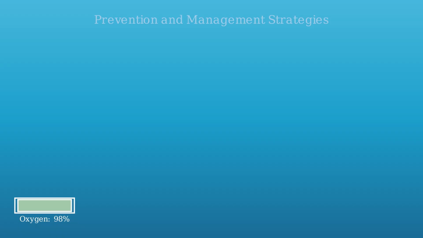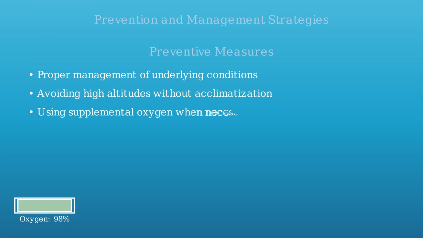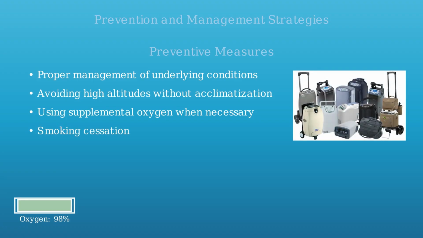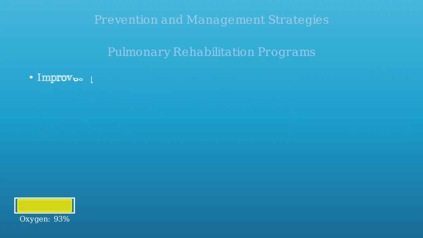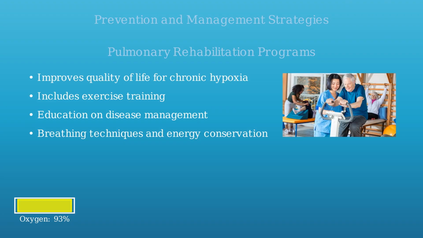Prevention strategies are crucial for avoiding hypoxia and managing its effects. Let's discuss key preventive measures for hypoxia. These include proper management of underlying conditions, avoiding high altitudes without proper acclimatization, using supplemental oxygen when necessary, and smoking cessation. For those with chronic conditions causing hypoxia, pulmonary rehabilitation programs can significantly improve quality of life. These programs include exercise training, education on disease management, and techniques for breathing and energy conservation.